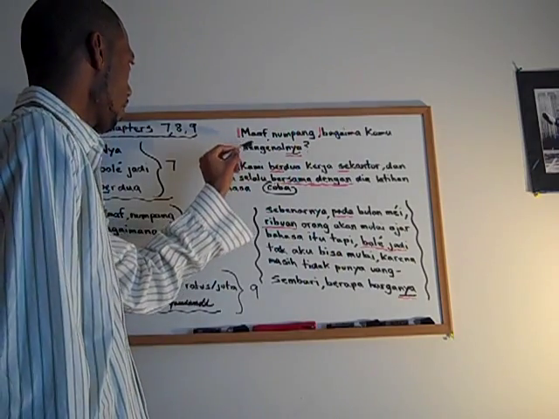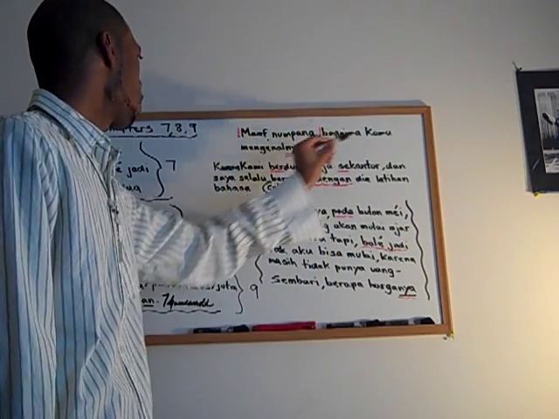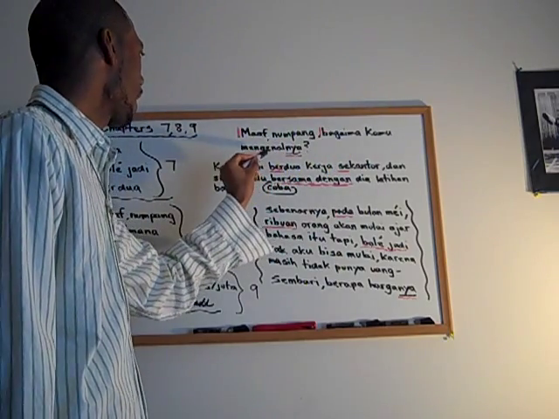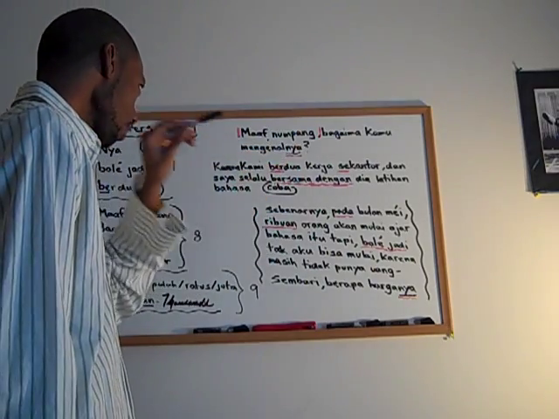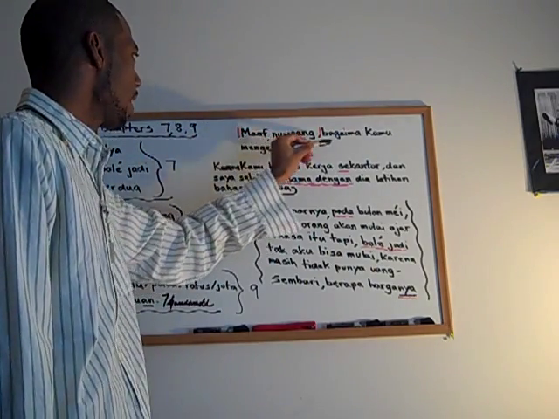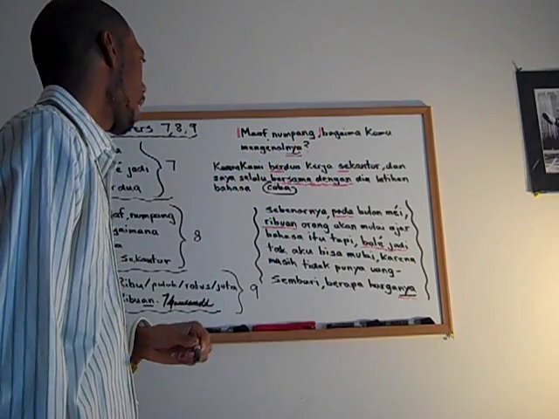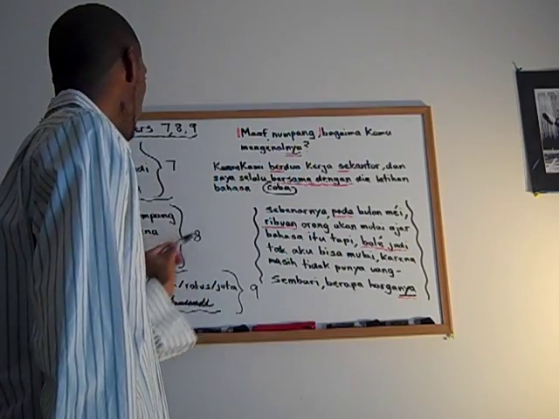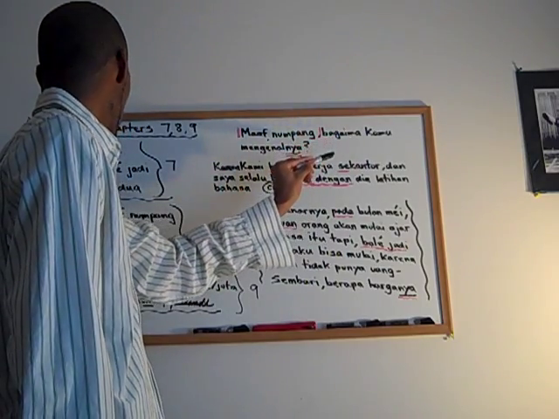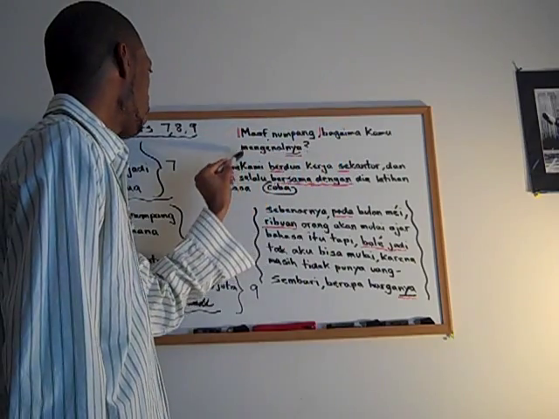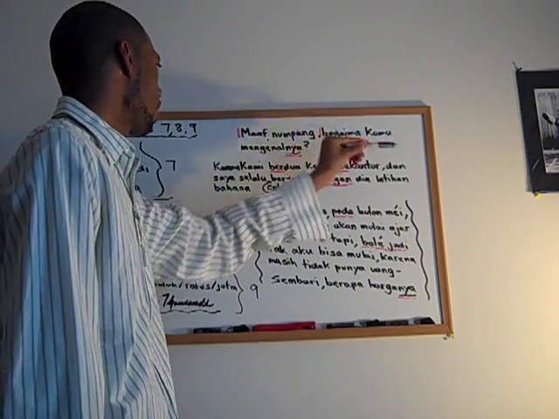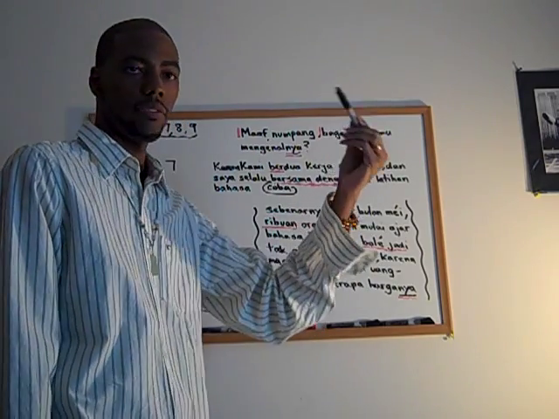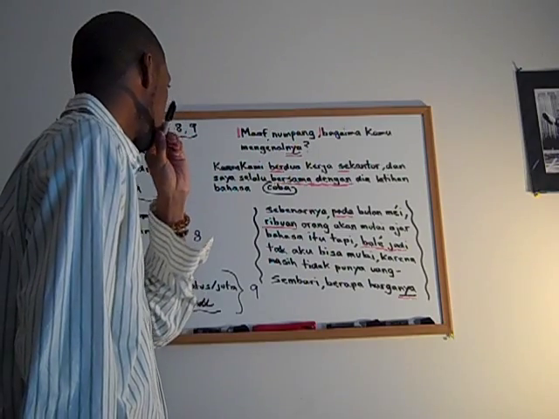So first of all, I have Maaf numpang, bagaimana kamu mengenalnya? Sorry. So this means, excuse me, may I ask, how do you know him? So this Maaf numpang came from chapter 8, and then bagaimana came from chapter 8 as well. Kamu mengenalnya. Now, kamu is you. You would have learned that if you followed the first FLR technique, the personal pronouns and whatnot.